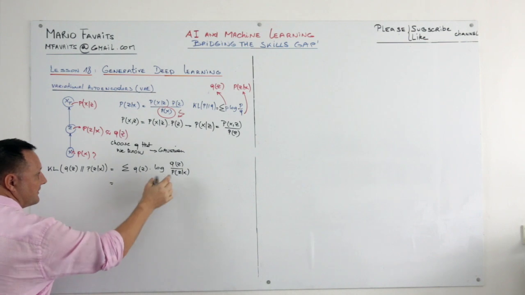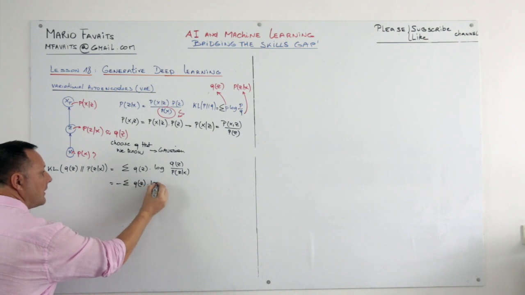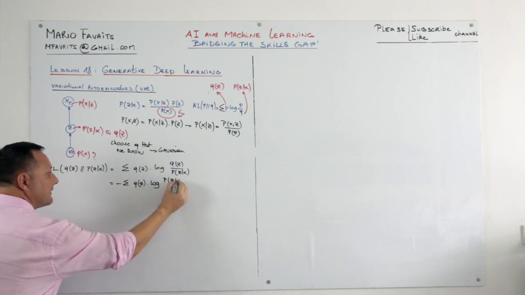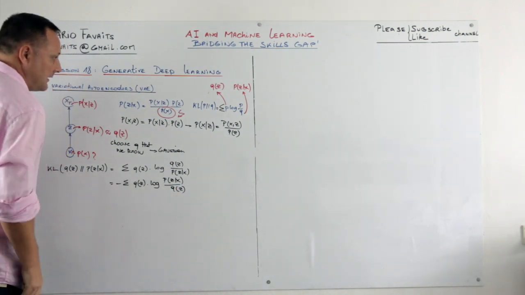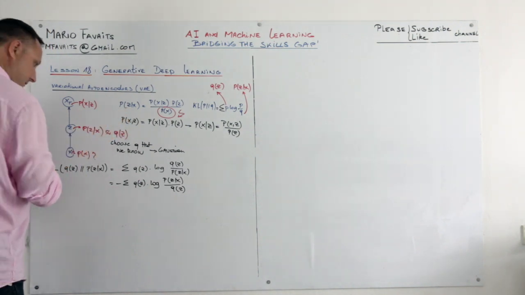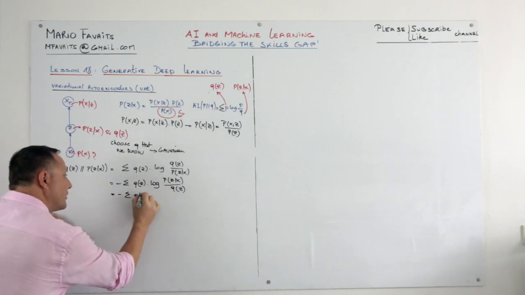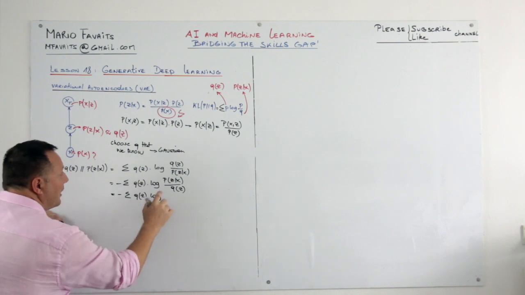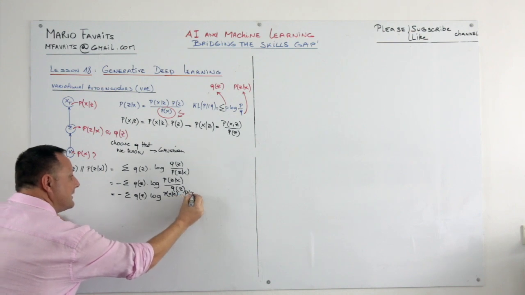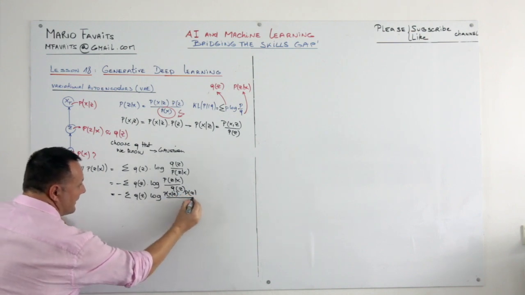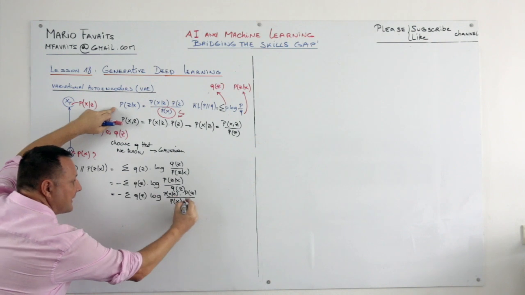What we're going to do now is flip and put a minus here: minus the sum of Q of Z, the log of P of Z given X divided by Q of Z. Now P of Z given X is this one, so we're going to use Bayes' rule: equals minus the sum Q of Z log of P of X given Z times P of Z, divided by P of X. And I still have the Q of Z here.